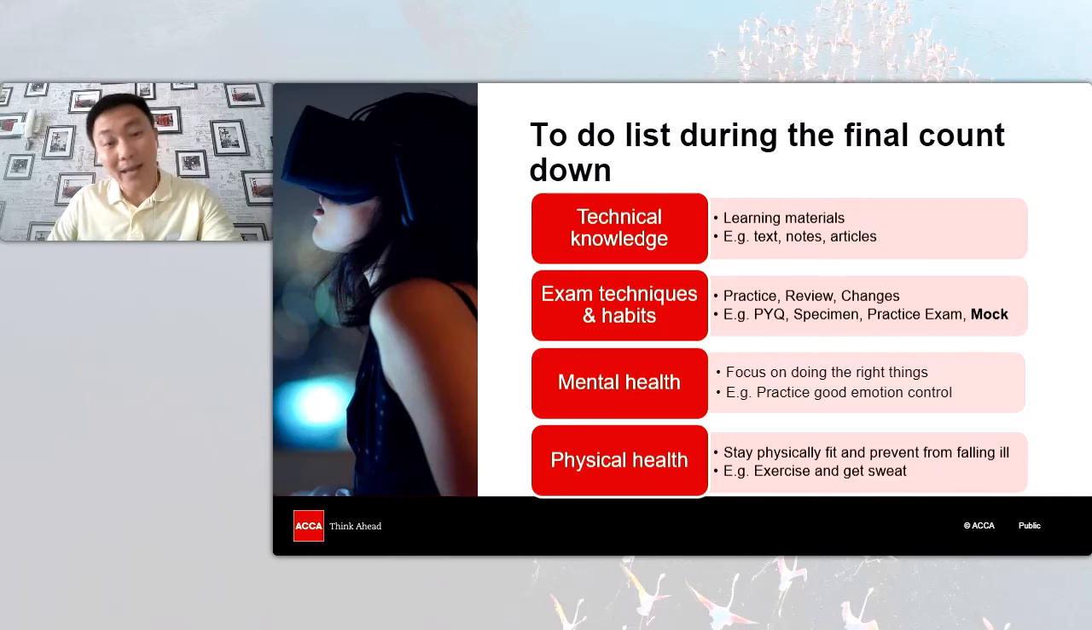And last but not least, your mental health and physical health, please keep an eye on those. I have seen too many students get last-minute panic. It's all because, number one, your technical foundation is not robust, and number two, your exam technique and habits are not properly built. That's where the panic will start coming in. Once you have done well on the first two, then mental health and physical health will come in as a booster for your confidence level.